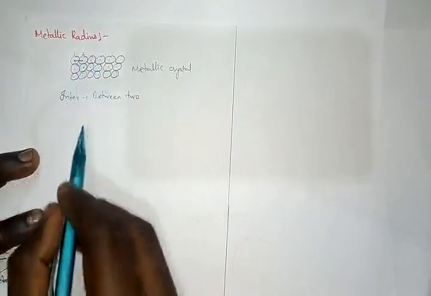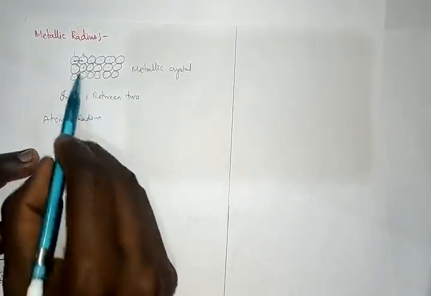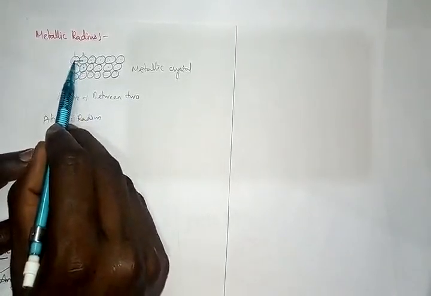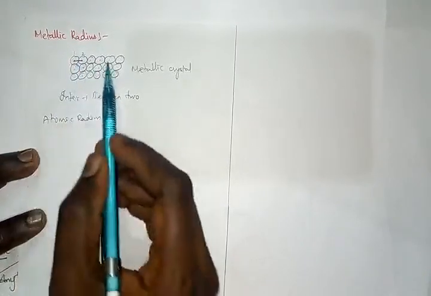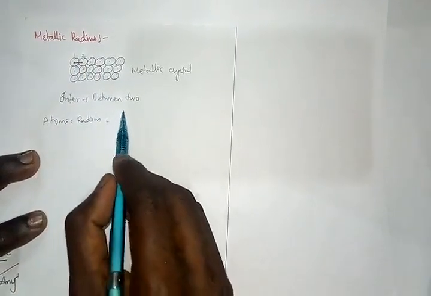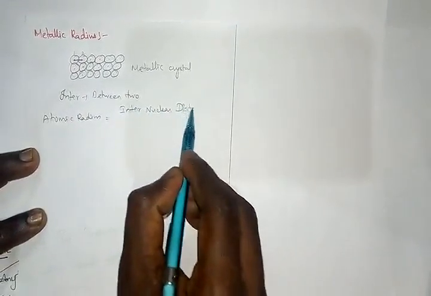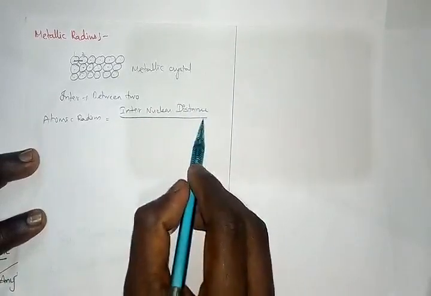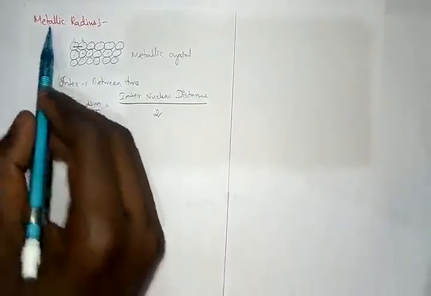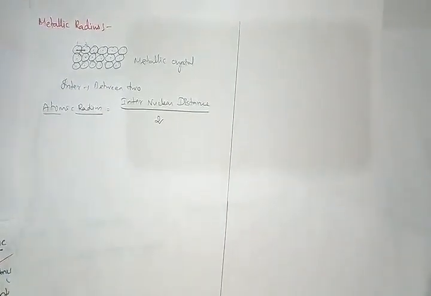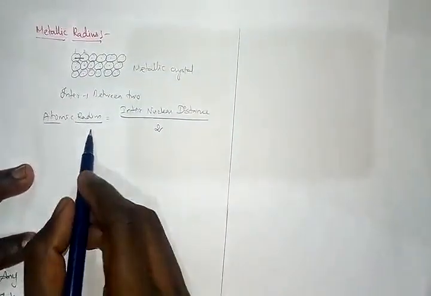If I measure that, it is like a diameter, because it is the distance between two atoms and I want only half. So the atomic radius can be measured as the internuclear distance of two adjacent atoms divided by 2. This type of atomic radius is called metallic radius. So let us write the definition for this metallic radius.